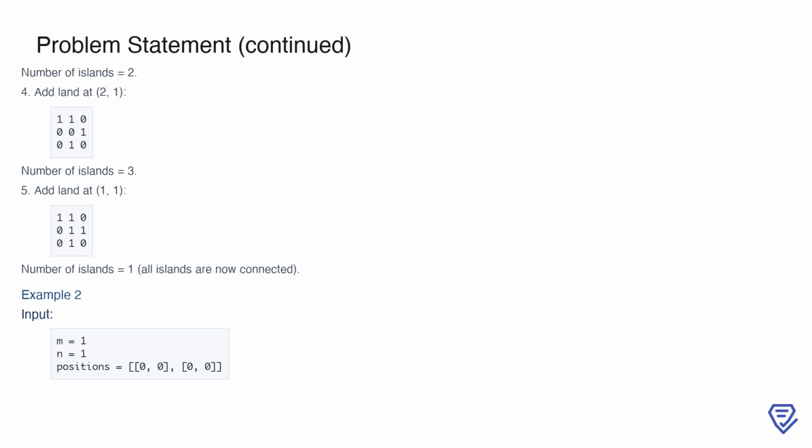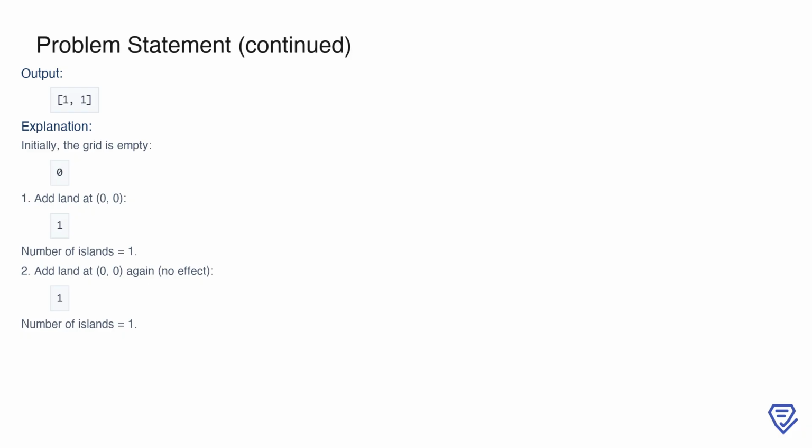Now, we add land at position 2, 1. This is another isolated piece of land, so it forms a third island. The grid now contains 3 separate islands: 1 in the top left, 1 in the middle right, and 1 in the bottom center. Finally, we add land at position 1, 1. This piece of land connects all 3 existing islands into a single larger island. The grid is now fully connected, with all land cells forming one continuous island. As a result, the number of islands decreases from 3 back to 1. This step-by-step process explains why the output for this example is 1, 1, 2, 3, 1.